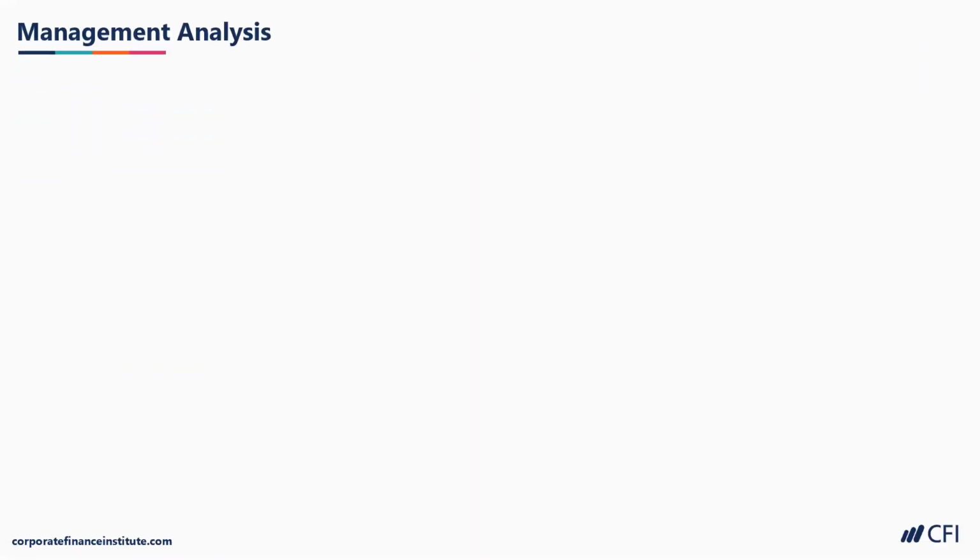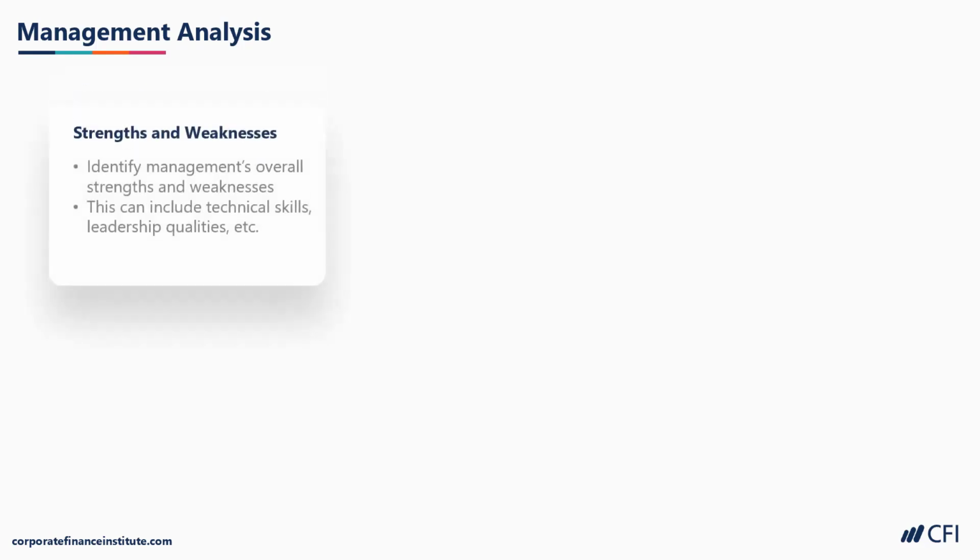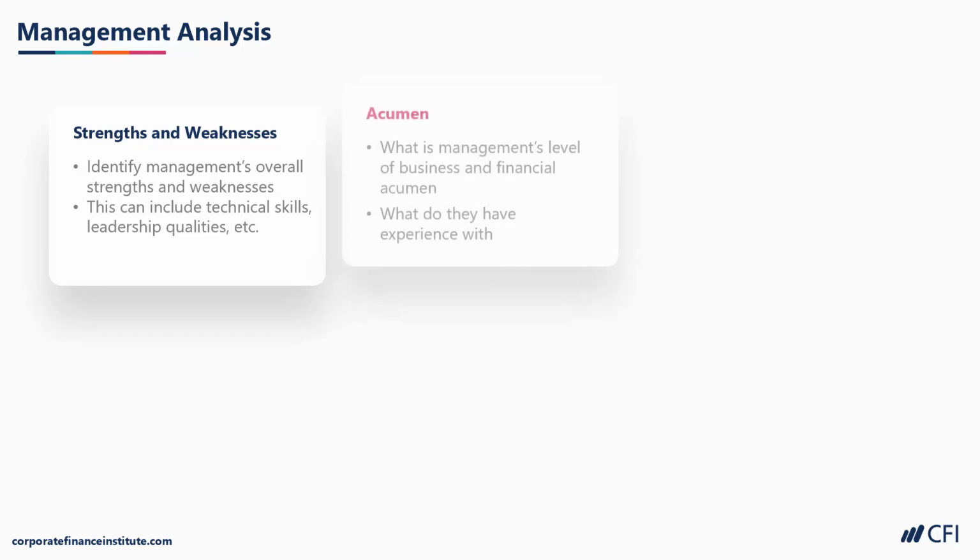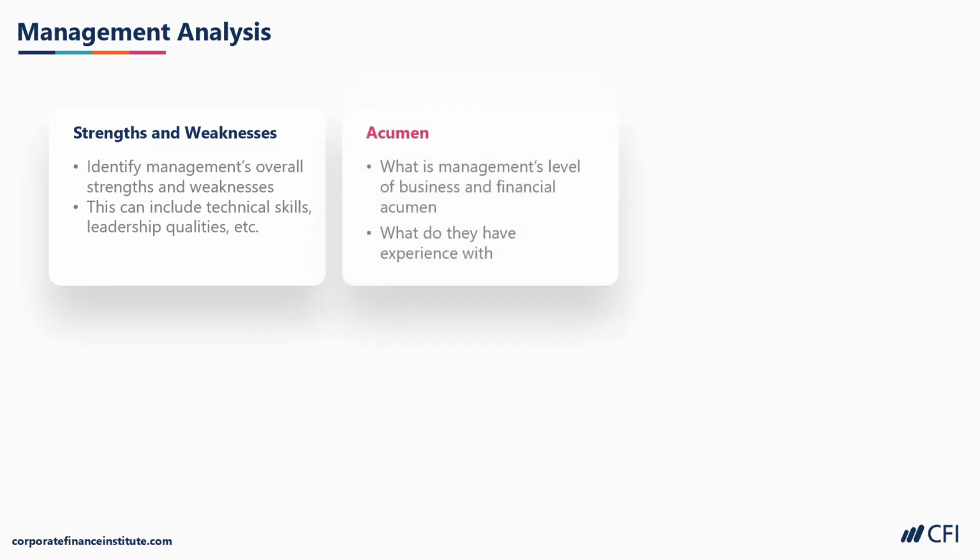Let's look at some examples of what we will identify in a management team. We'll look for their strengths and weaknesses. Things like technical skills that they possess or leadership qualities that they have, or the lack of these skills. Then we'll look at their business acumen. How professional and experienced are they? What is their education like, and how qualified are they to run the business?